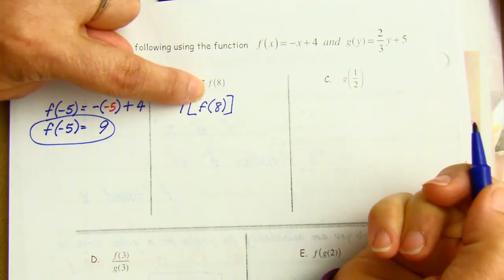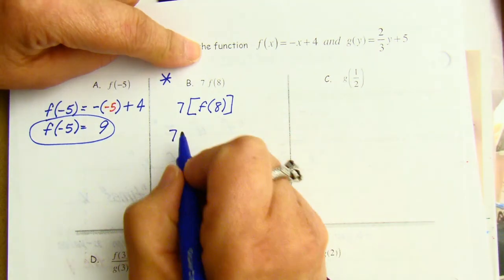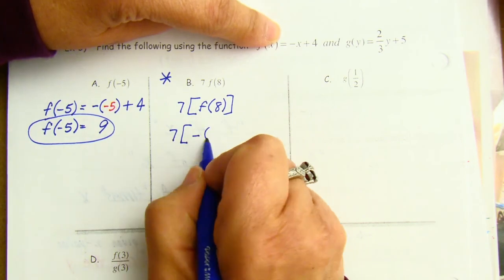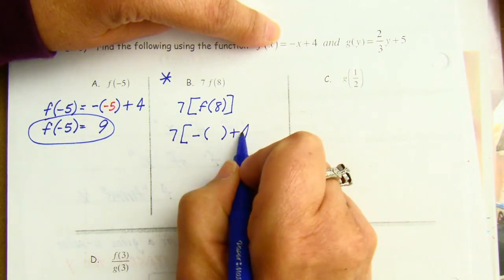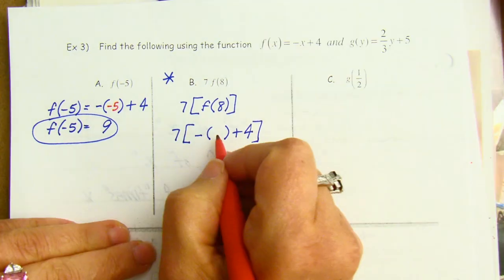You have to find f of 8 first. This is 7, multiply it with f of 8. F is -x plus 4. And so I'm going to substitute the 8 in there.